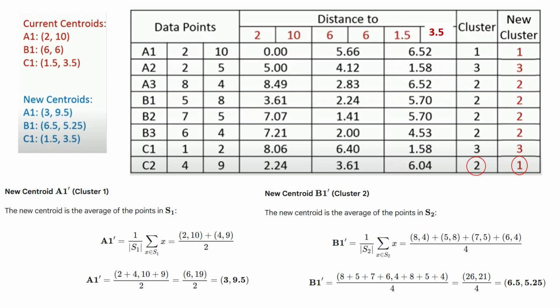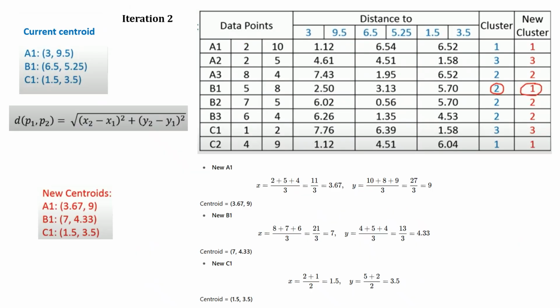Now according to the new cluster values, again we are going to find the new centroid. By taking the average: 1 is repeated 2 times, first and last, so 2, 10 and 4, 9, we have to take the average. Then for 3, we again have 2 values, 2, 5 and 1, 2. For that we have to take the average. Then for 2, we have 4 values. For the 4 values, we have to take the average. By doing that, we have found the new centroid values.